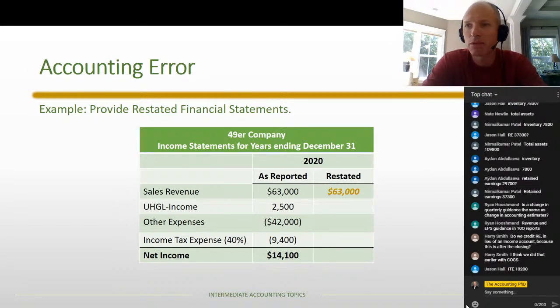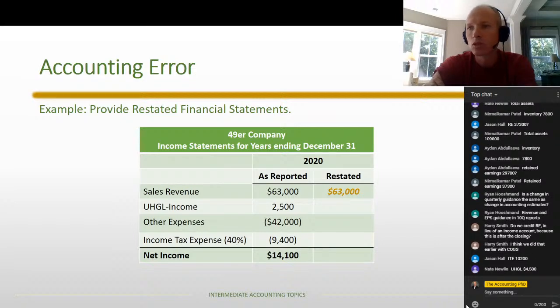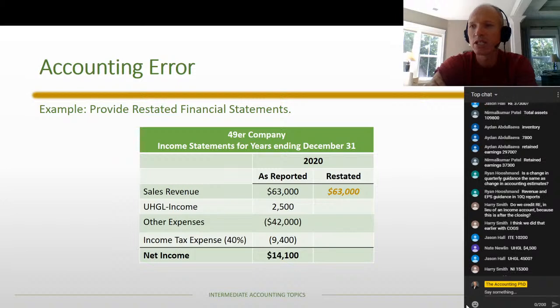So Jason says the income tax expense should be $10,200, which is an $800 increase to our income tax expense. See if anybody else comes up with something. So Nate says the unrealized holding gain or loss should be restated at $4,500. And then Harry's saying net income should be restated at $15,300. And we have hit all three of them.